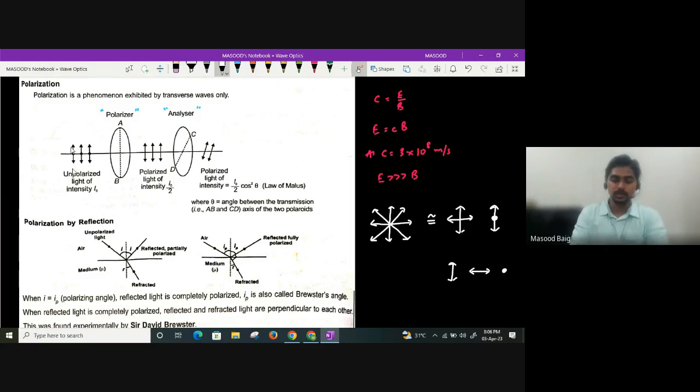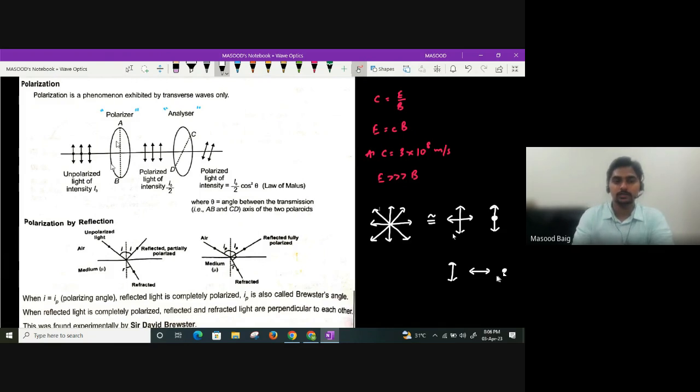So as you can see, unpolarized light, basically it will contain electric field vectors randomly directed in all directions, right? So I am representing it as an equivalent two directions, guys. Electric field in two perpendicular directions we are assuming.